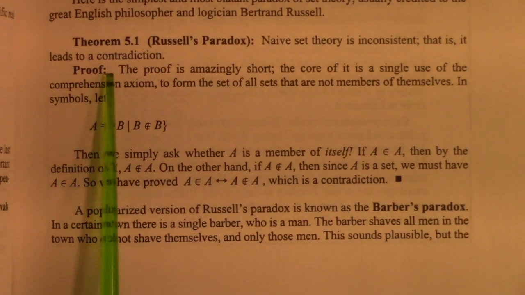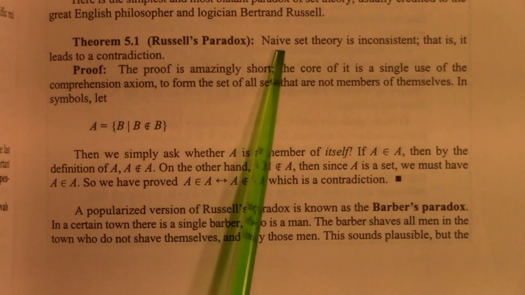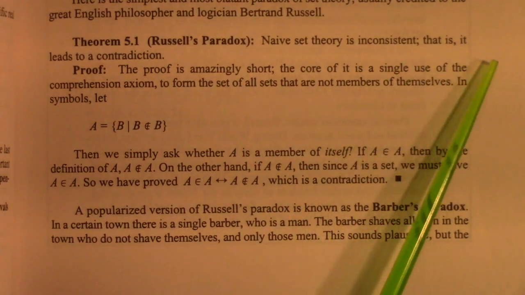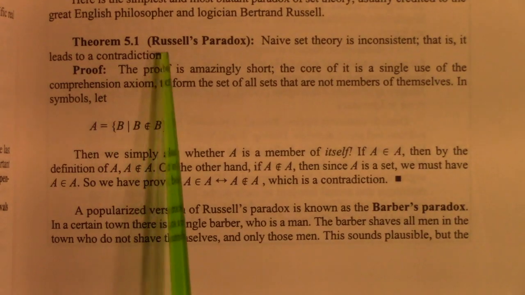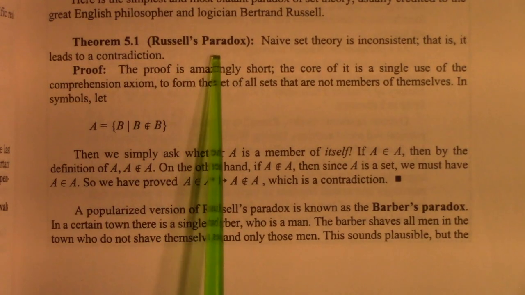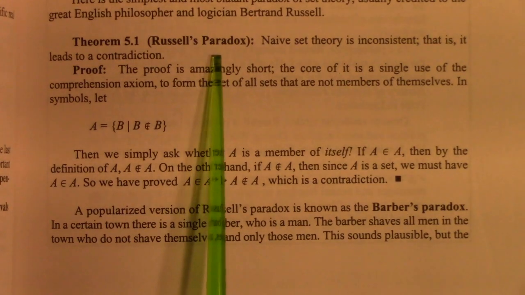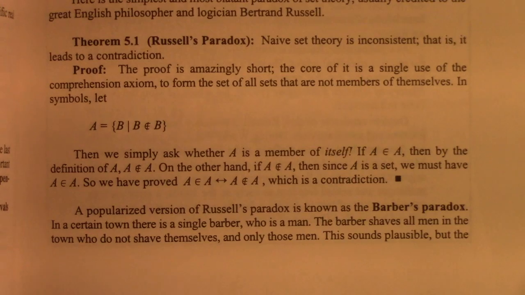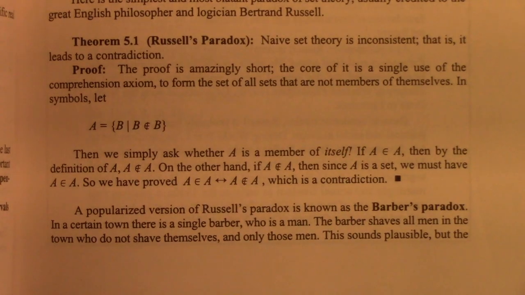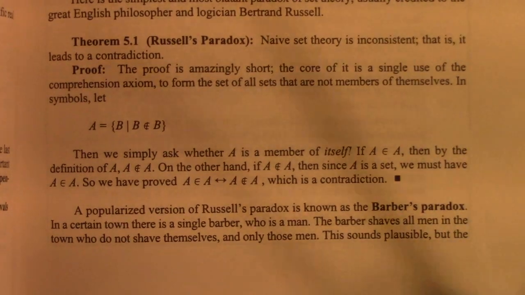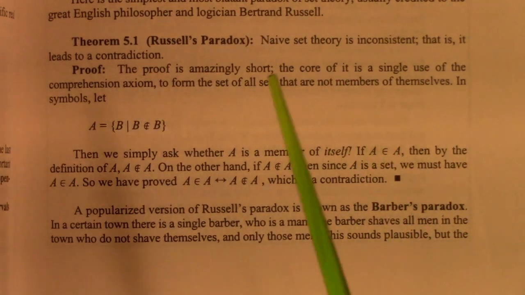This is Theorem 5.1, Russell's paradox, and it says simply this: naive set theory is inconsistent, that is, it leads to a contradiction. The paragraph above talks about the fact that this paradox is actually worse than a paradox. A paradox, technically speaking, is a seeming contradiction. Russell's paradox is not a seeming contradiction, it's an honest-to-goodness contradiction, which is worse. An example of a paradox in the proper use of the word would be the twin paradox, a seeming contradiction of special relativity. That's not an actual contradiction. There are others, but okay.